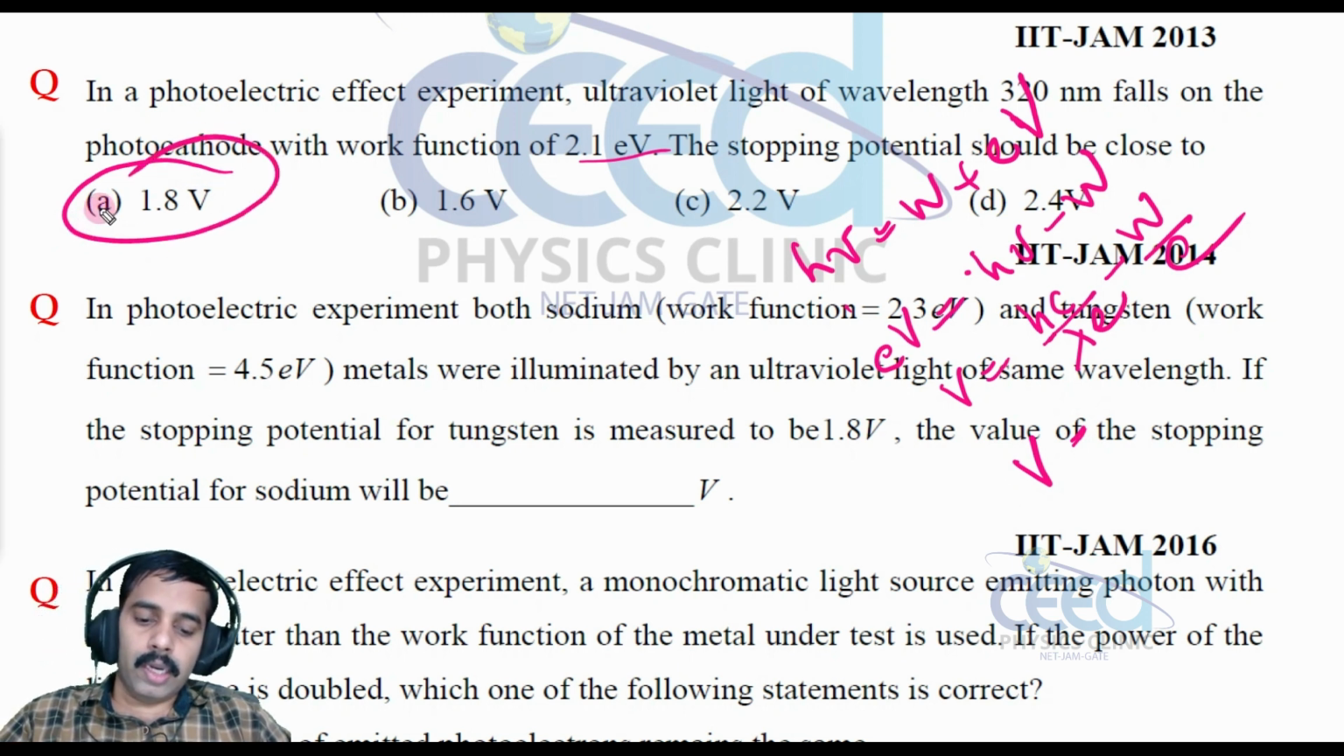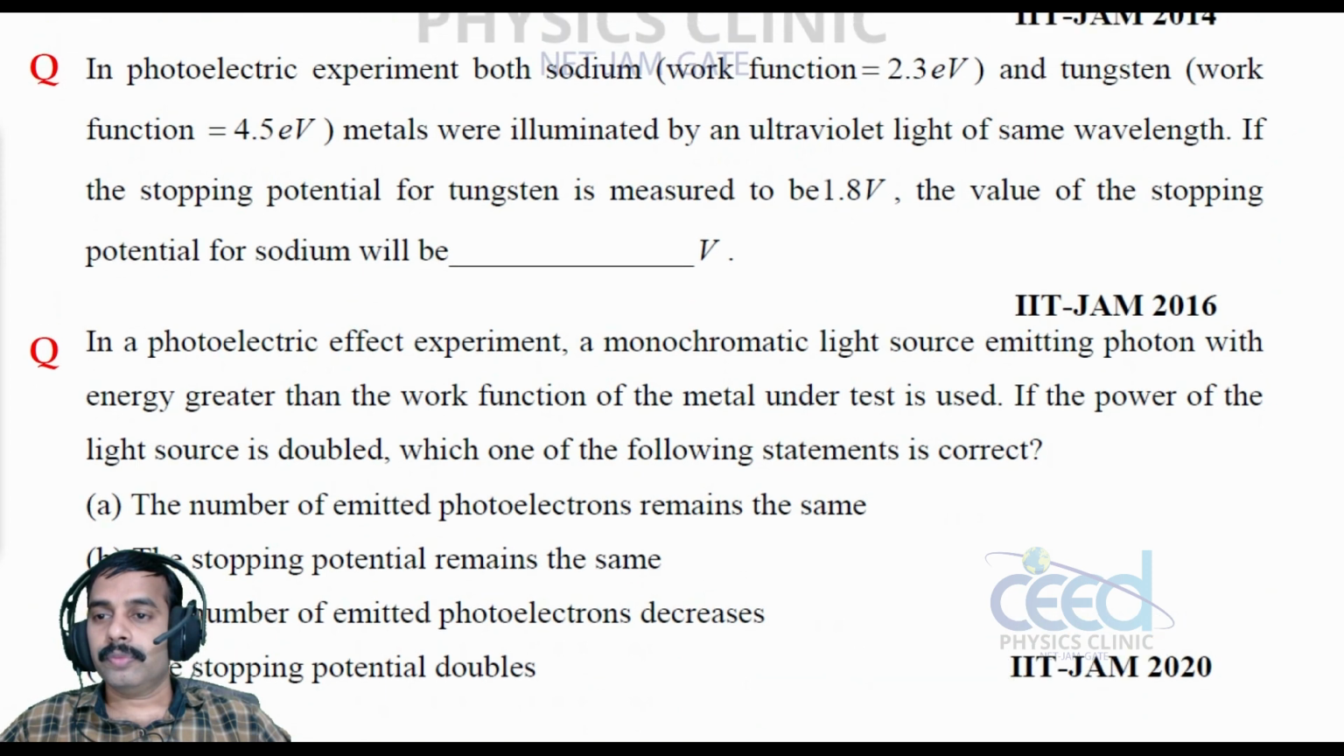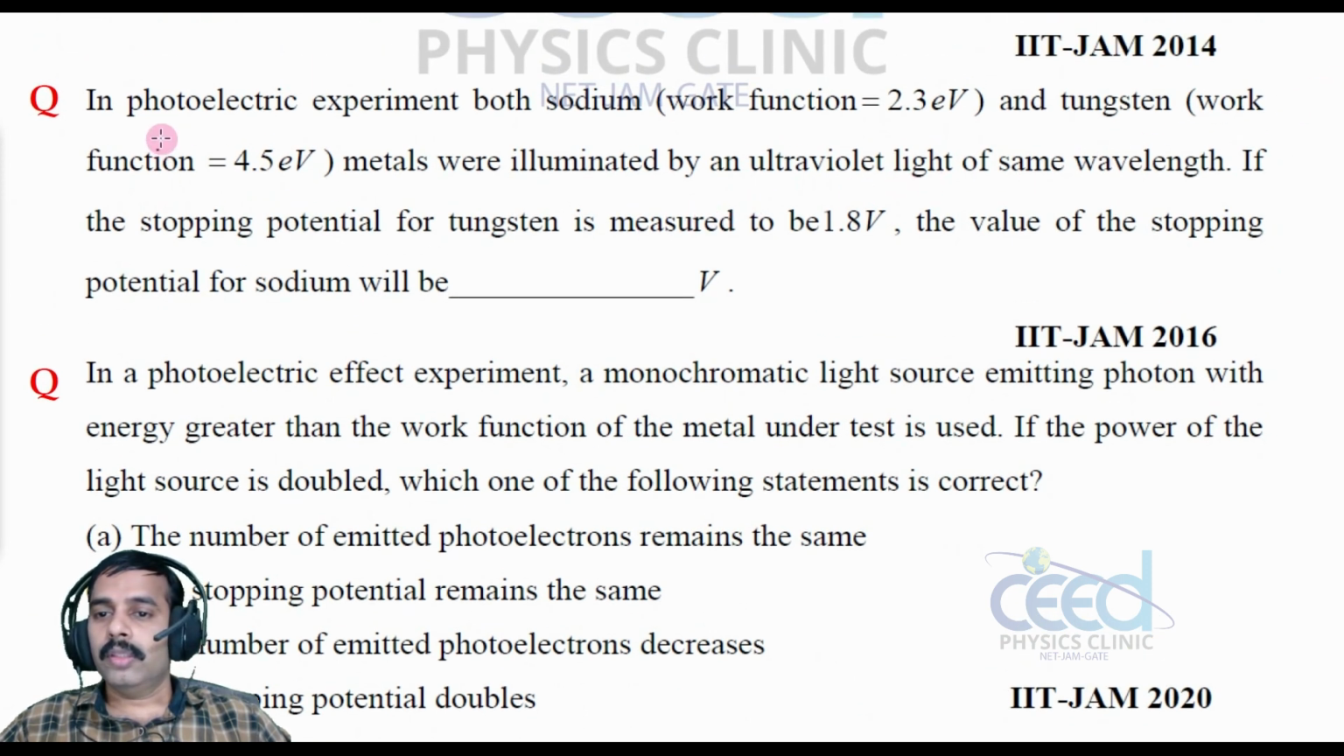Right. Now let us come to another question. The question is, in a photoelectric experiment, both sodium and tungsten, whose work functions are given, were illuminated with ultraviolet light of the same wavelength. If the stopping potential for tungsten is measured to be 1.8 volt, so we have measured the stopping potential of tungsten, right, that is given, 1.8 volt.